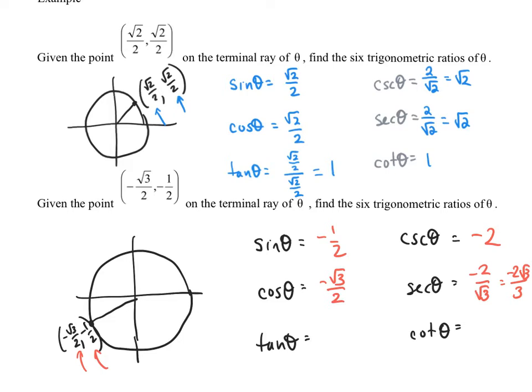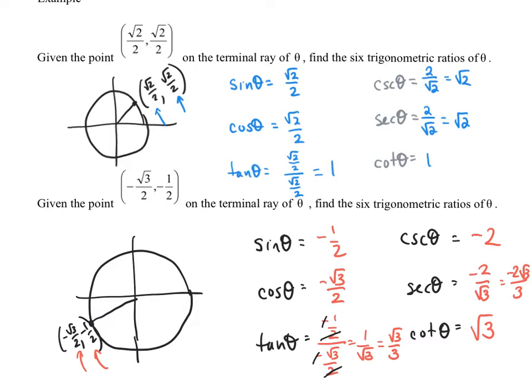So it's going to be -1/2 divided by -√3/2. And the easiest way to do this is I see the same thing in the bottom, I can cancel it. And these are both negative, so it becomes positive. So this is positive 1/√3, which rationalizes to √3/3. And the cotangent is just the flip of that, so it's just √3/1.